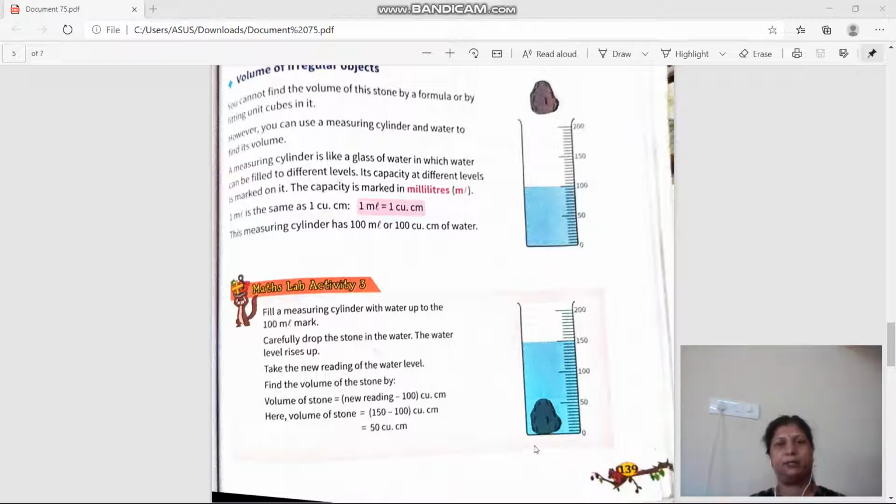Okay, understand how to calculate the volume of the given stone. First of all, we took the water in the measuring glass. Okay, now we have dropped the stone. Definitely the volume increased. What is the reason for the increase? It is because of the volume of the stone added in it. So what is the volume of the stone? It is the increased level, right? So if we subtract, that is, the reading minus 100, we get the volume of the stone. Get it? So let's see an example according to this.